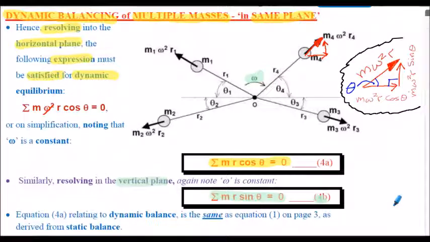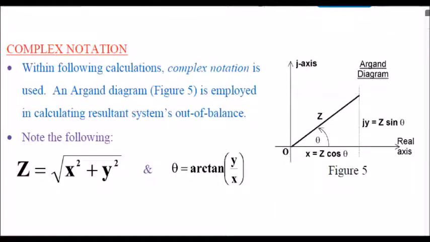So we've got a horizontal balance and a vertical balance here for dynamic equilibrium. So we're going to have these two equations that we're now going to apply in our balancing. What you're seeing there is what we now need to consider in the rest of the analysis. I'm also going to use complex notation in the calculations. So within all the following calculations, complex notation is going to be used.